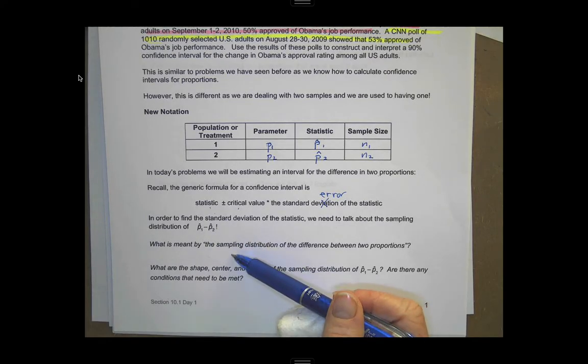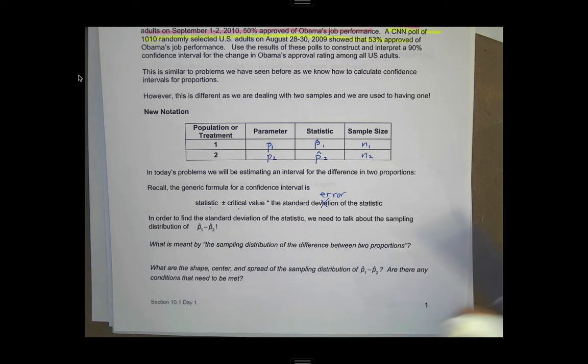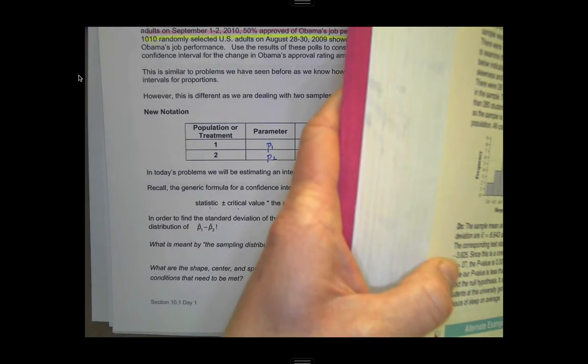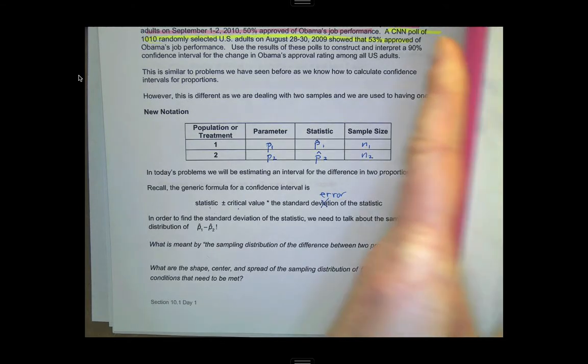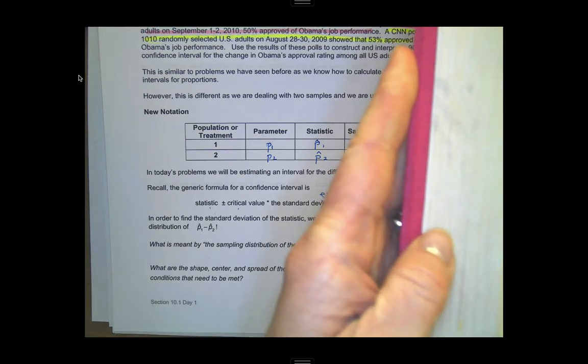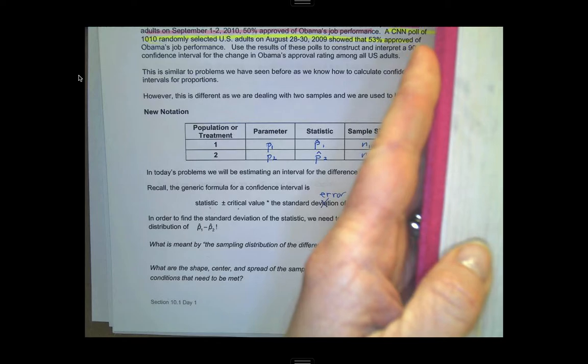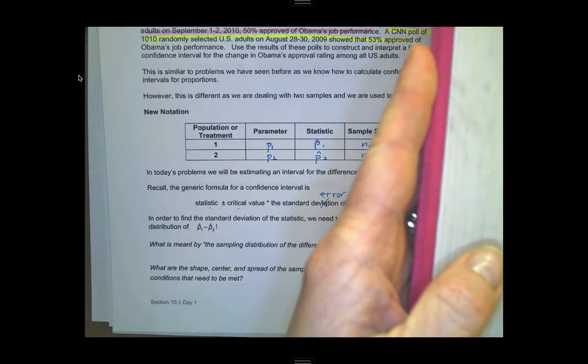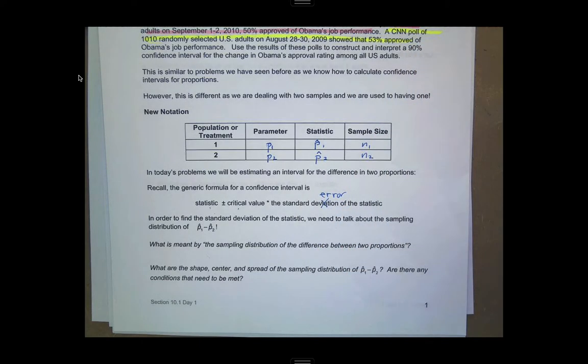So what's meant by the sampling distribution of the difference between two proportions? Basically, it's the same idea as before. When we did the Reese's Pieces, we just had the proportion of orange. Instead of having one P hat, we now have two P hats. So maybe I had the proportion of orange for the Reese's Pieces and the proportion of orange for the M&Ms. This is not that scenario, but here's an example.